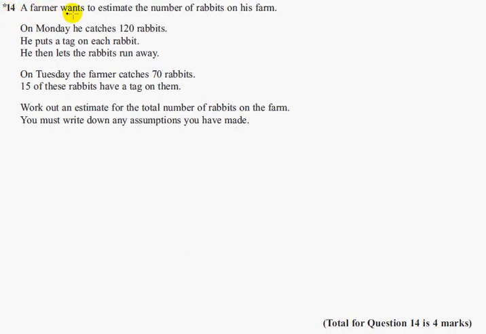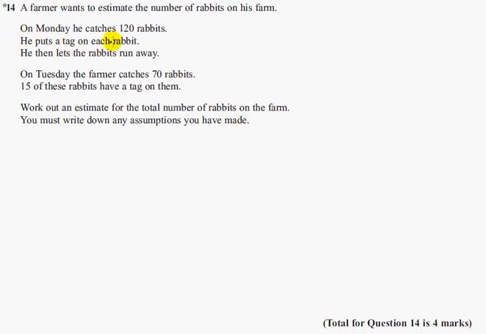Question 14. A farmer wants to estimate the total number of rabbits on his farm. On Monday he catches 120 rabbits. He puts a tag on each rabbit. He then lets the rabbits run away. On Tuesday the farmer catches 70 rabbits. 15 of those rabbits have tags on them. Work out an estimate for the total number of rabbits on the farm. You must write down any assumptions that you've made.